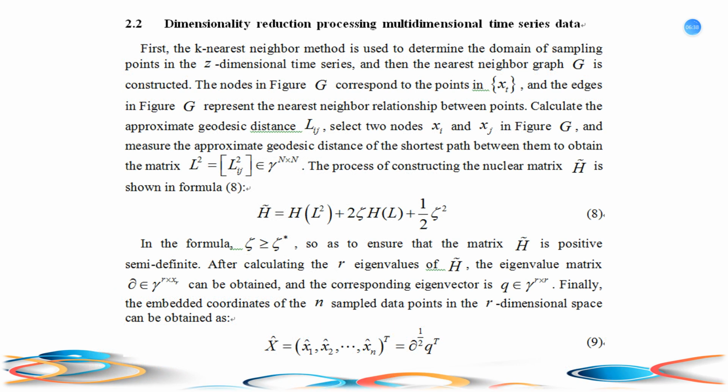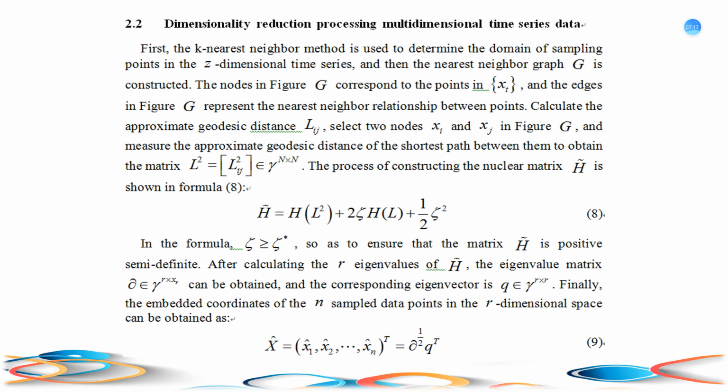2.2 Dimensionality reduction processing of multidimensional time series data. First, the k-nearest neighbor method is used to determine the domain of sampling points in the z-dimensional time series, and then the nearest neighbor graph G is constructed. The nodes in graph G correspond to the points, and the edges in graph G represent the nearest neighbor relationship between points.